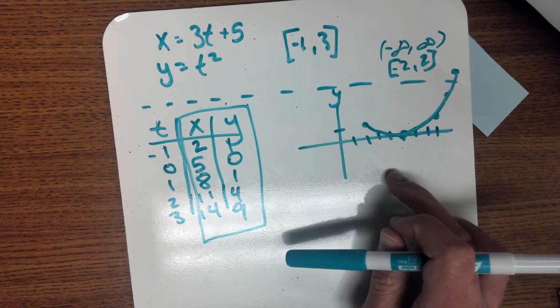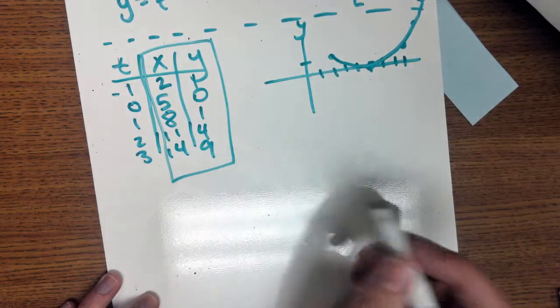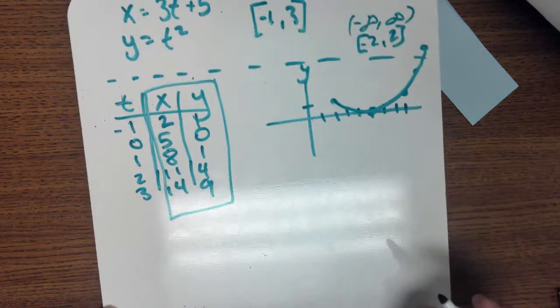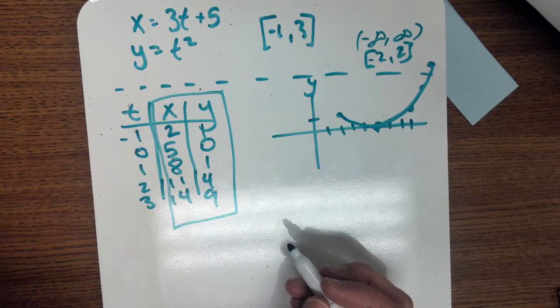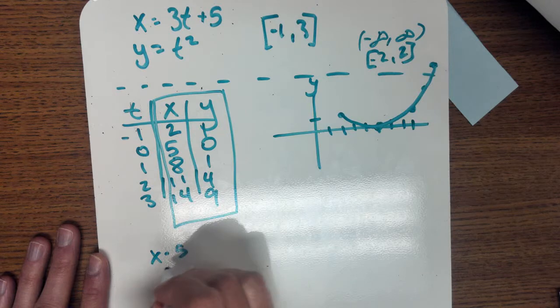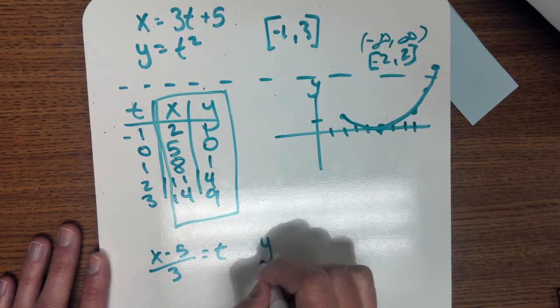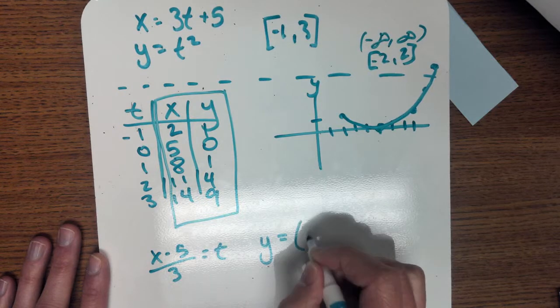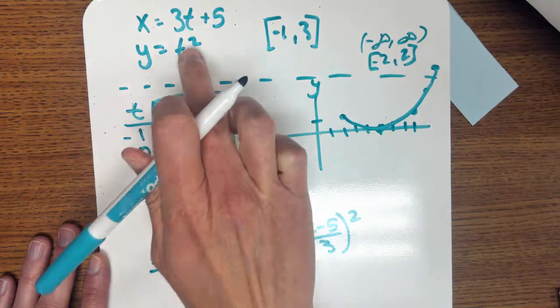Then if we want to eliminate the parameter, all that means is to go through here and get rid of t's. So I'm going to take my x equation, solve it for t, and then substitute it in. It's essentially just substitution. So (x minus 5) divided by 3 is equal to t. Plug that into the y equation. You don't have to plug it into the y. You could have solved the y equation for t.